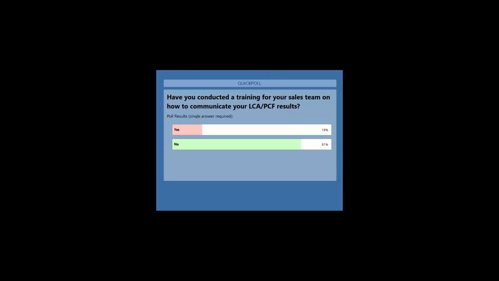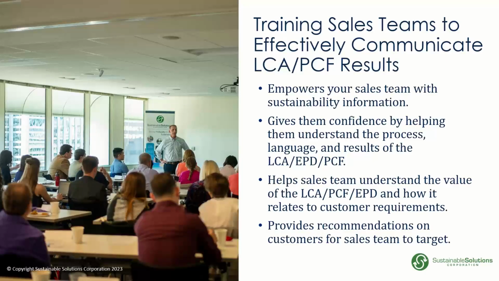About 81% of you have said no, we haven't done the training. So this is a big deal. We really strongly recommend this, and it's something that our company prides ourselves in. Our team is educating throughout the entire process. If we're doing an LCA or an EPD process, or we're doing a product carbon footprint for an organization, we're educating the teams we're working with. If you remember, we talked a lot about data collection and how we have to interact with multiple people throughout the organization. We're educating them through that entire process.